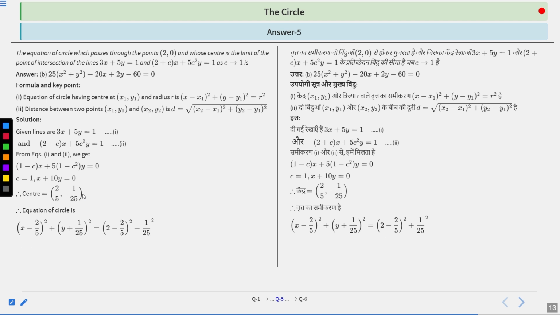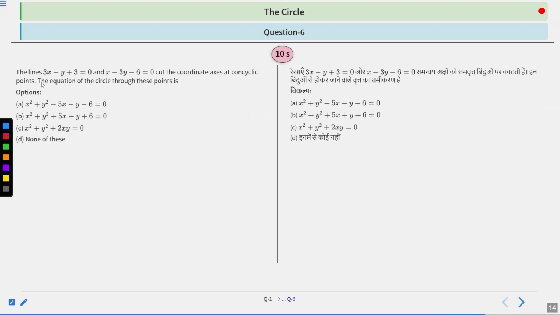Got it? So after simplifying and adjusting the terms, you will get the equation of the circle as 25 times x square plus y square, minus 20x plus 2y minus 60 equal to 0. Therefore, option B should be the right answer. Got it? Now let's move to the next question.